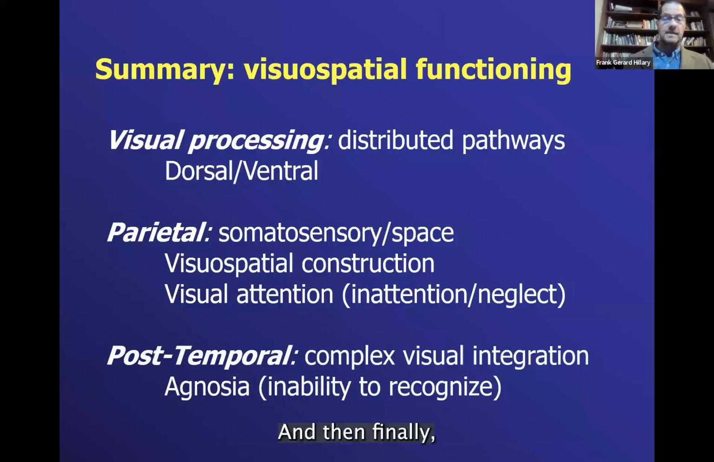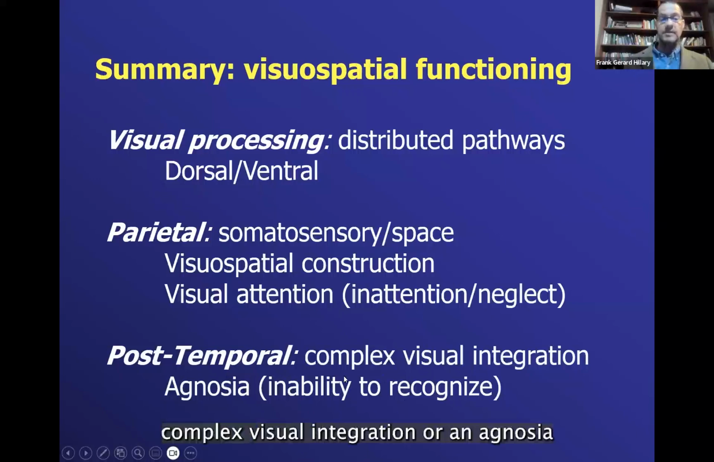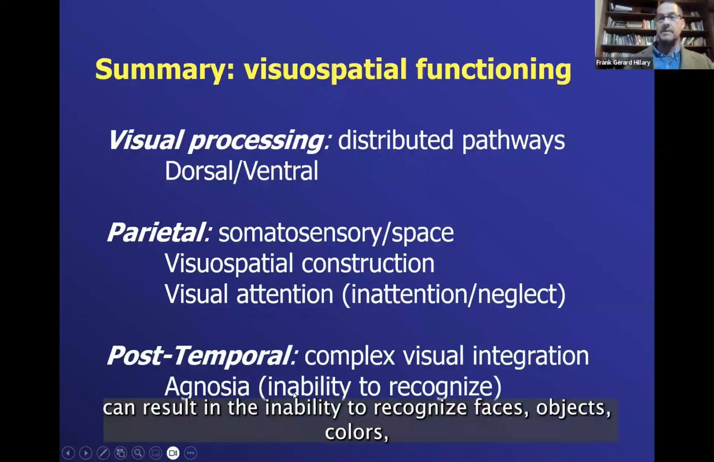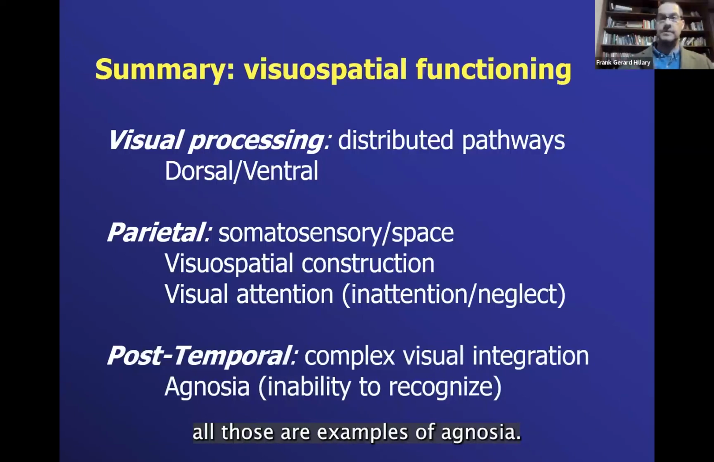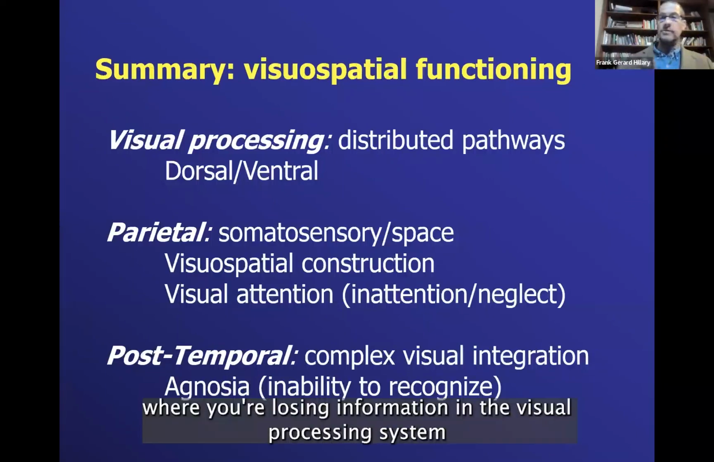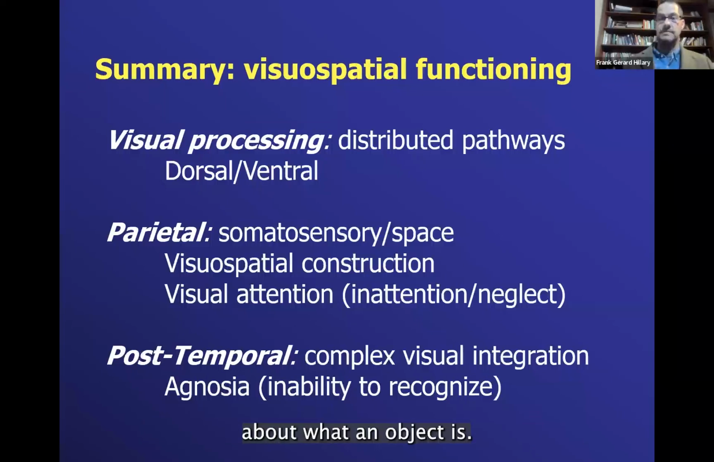And then finally, complex visual integration or agnosia after a temporal lobe stroke can result in the inability to recognize faces, objects, colors. All those are examples of agnosia. And again, that is a ventral stream injury where you're losing information in the visual processing system about what an object is.